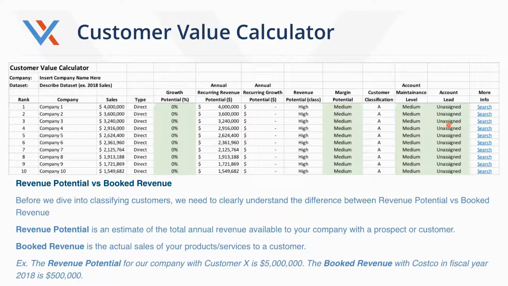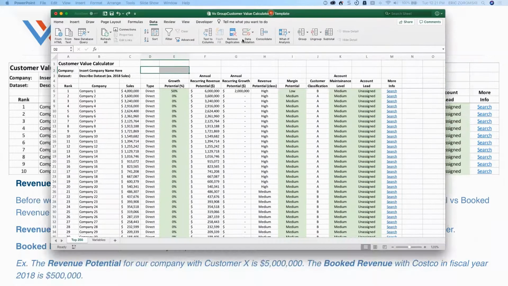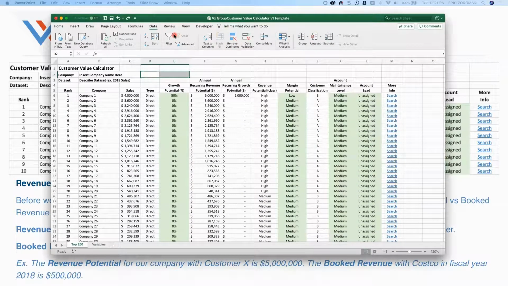Let me see if I can master the art of pulling up an example of this so you can see how it works. Hopefully people are seeing a spreadsheet. Eric or David, if you could give me a nod via chat, that'd be great.